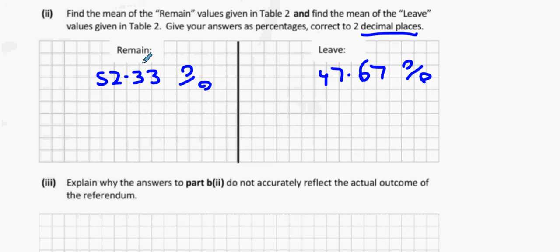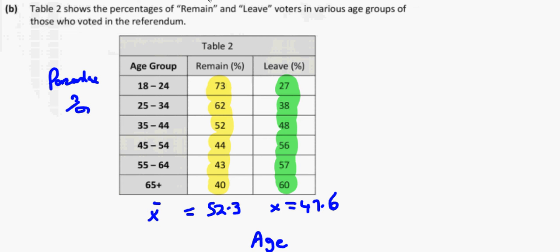Okay. Explain why the answers in B part 2 do not accurately reflect the outcome of the referendum. Why do they not accurately reflect the outcome of the referendum? Well, let's find out. Very easy. Imagine this, guys. Not every group is going to have the same amount of people. Generally speaking, the most numerous group is the younger group, isn't it? So just for argument's sake, imagine this. Imagine 100 people are in this age group.